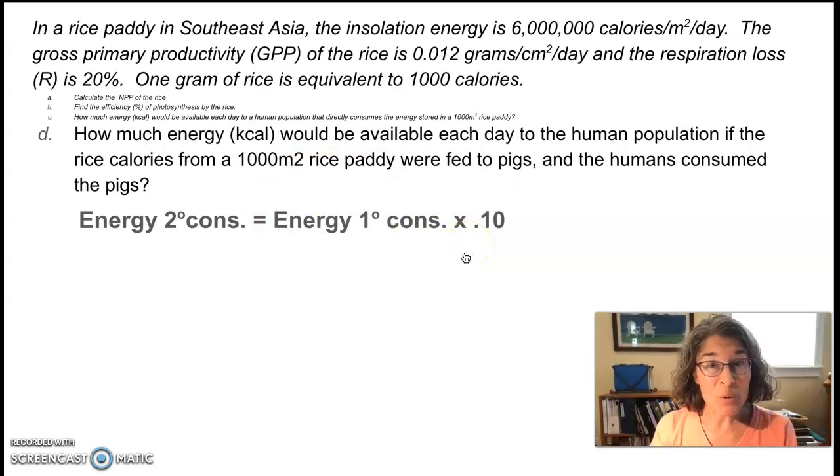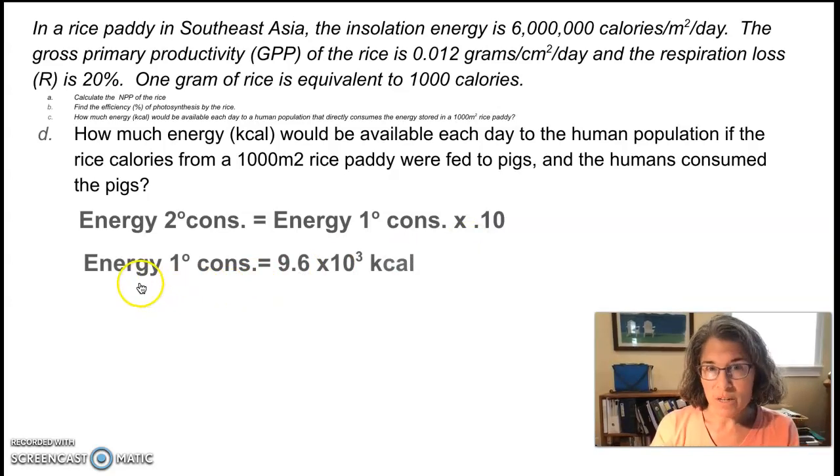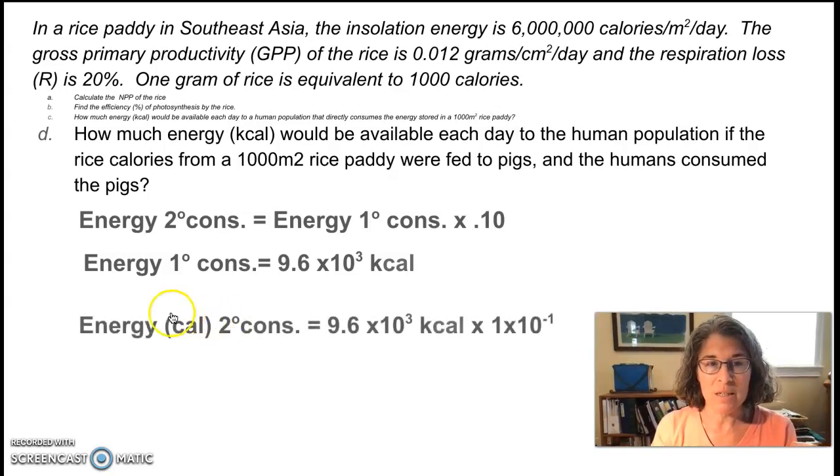All right, we're going to borrow again from our previous answer. We know our energy from our primary consumers from part C is 9.6 times 10 to the 3 kilocalories. So 10% of that is going to be passed on from the pigs to the humans in this case. So we'll plug that into our equation here. So the energy in calories for our secondary consumers is equal to 9.6 times 10 to the third kilocalories times 1 times 10 to the negative 1. Again, this is another way to express 0.1, and the reason we're doing that multiplication is it's a 10% transfer.